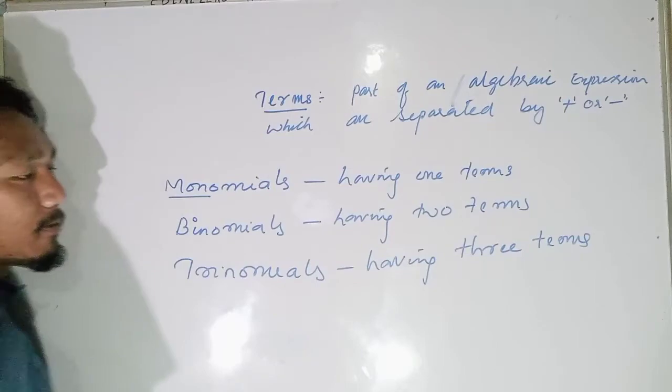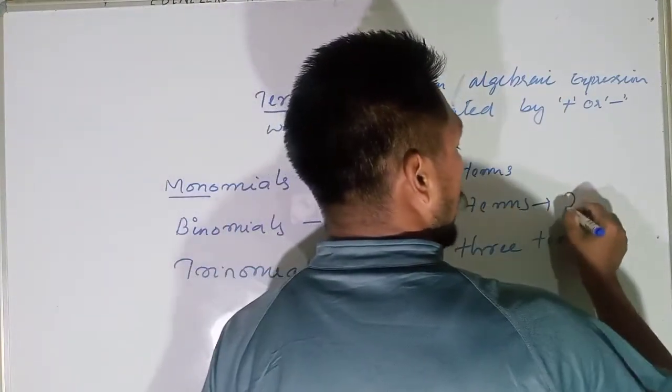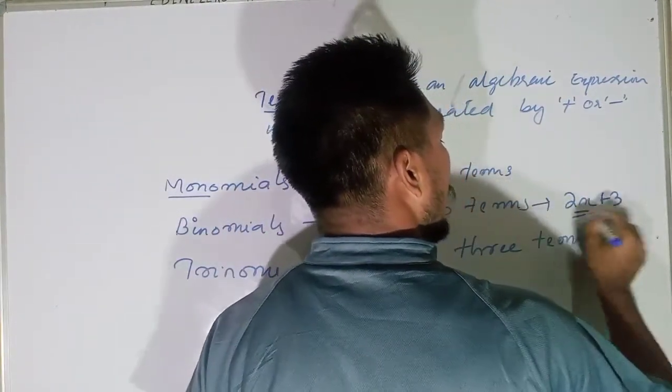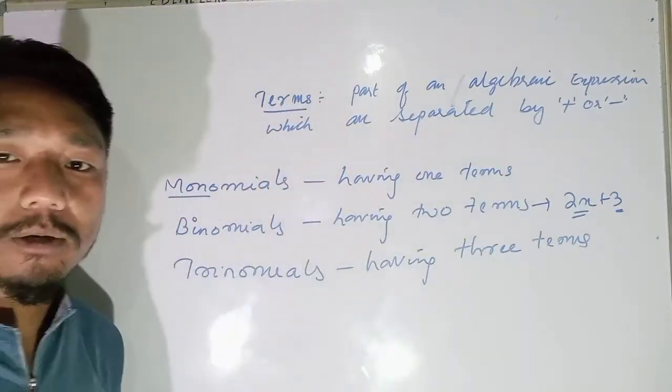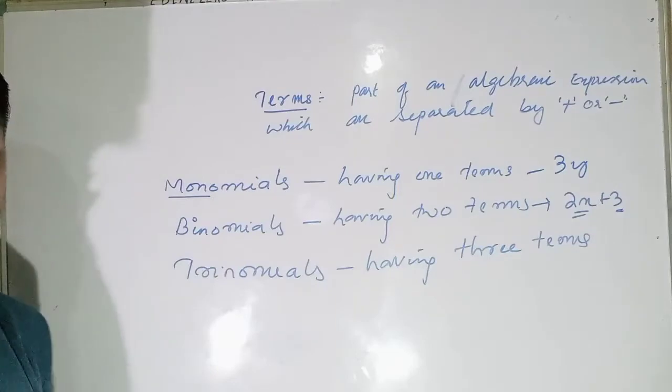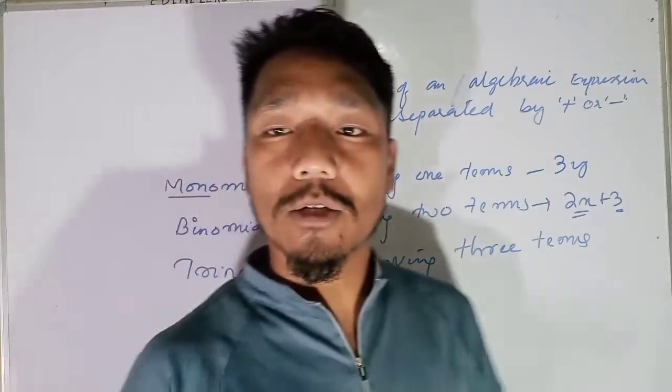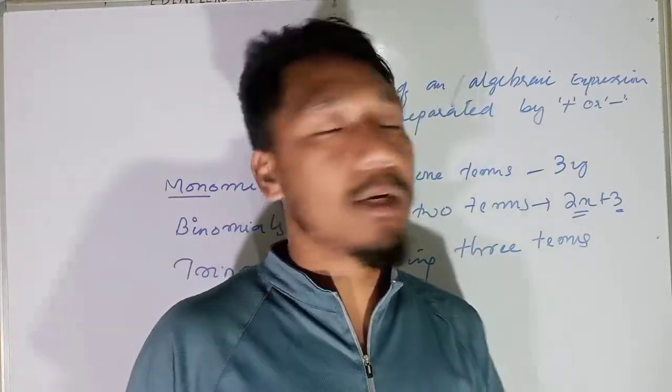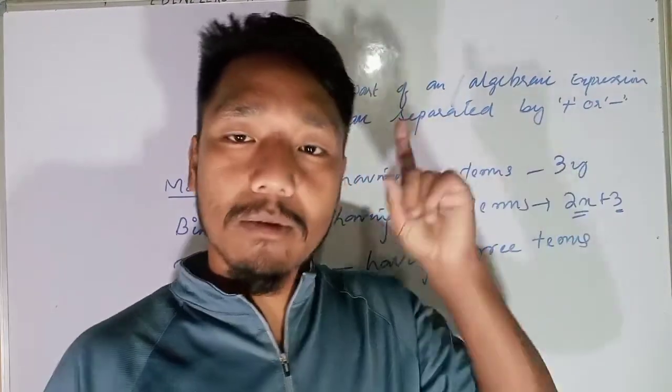For example, when you talk about a binomial, that is what? 2x plus 3. So this is your binomial. Two terms is yours. Here 3y is a monomial. Why? Because there is no separation. 3 into y, we cannot consider it separated. That means there is a single term.